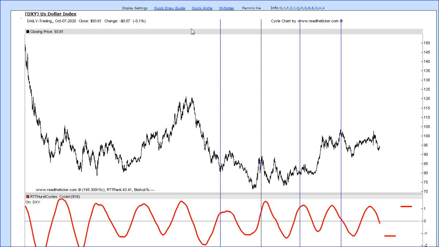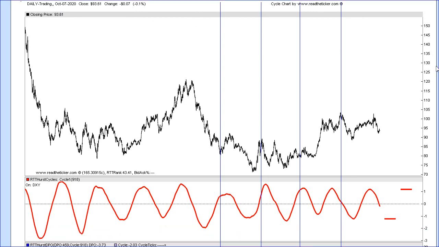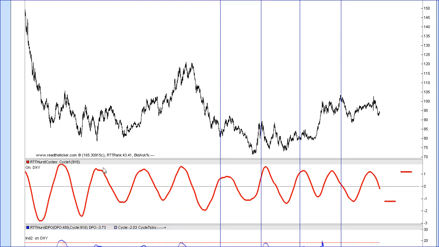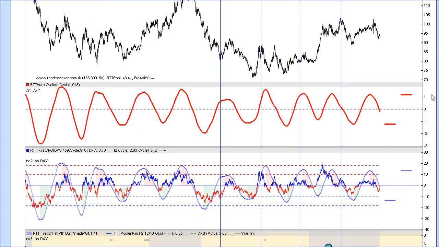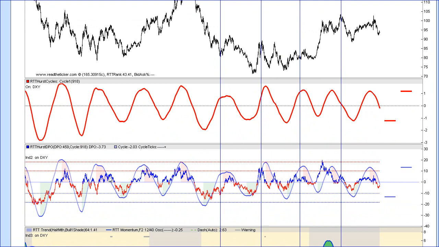Here we have the DXY index daily with a dominant cycle upon it. That is about the 918 daily cycle. And as you can see, the swinging sine wave cycle fits the US dollar pretty well. And we use a sine wave cycle with a DPO to see how well it fits.